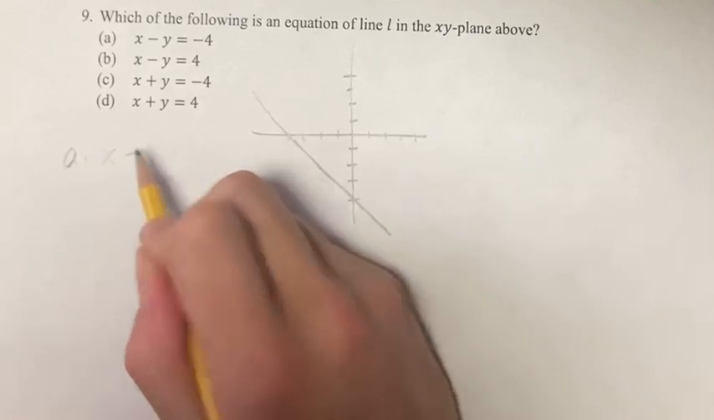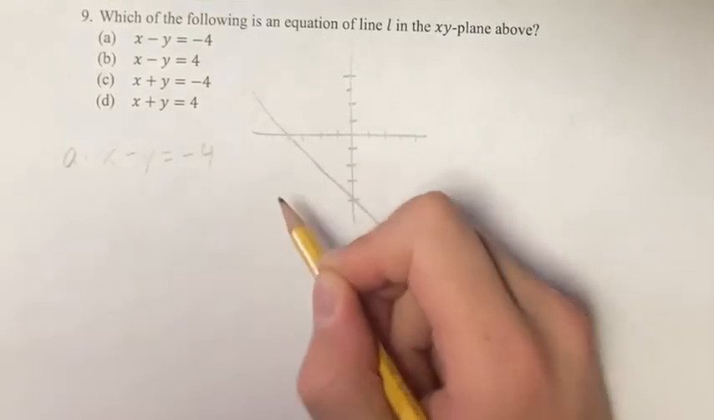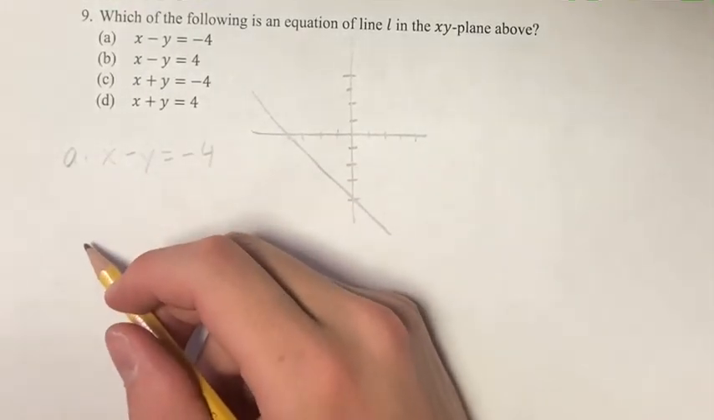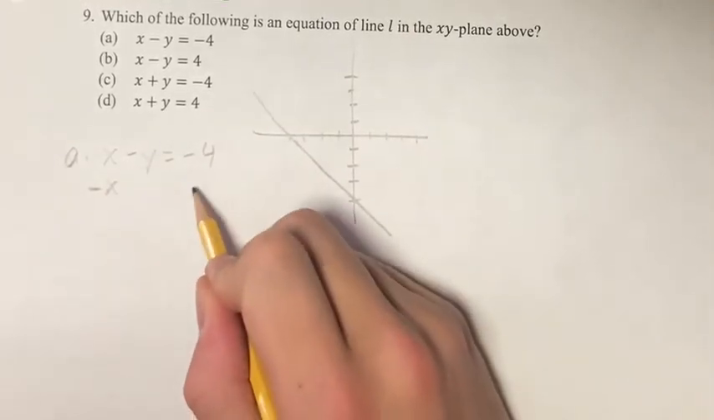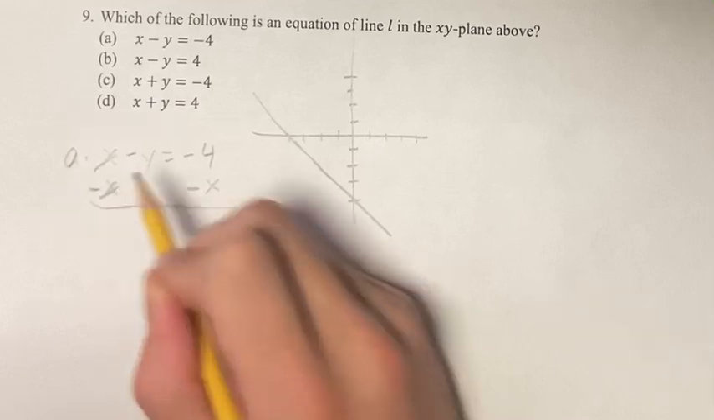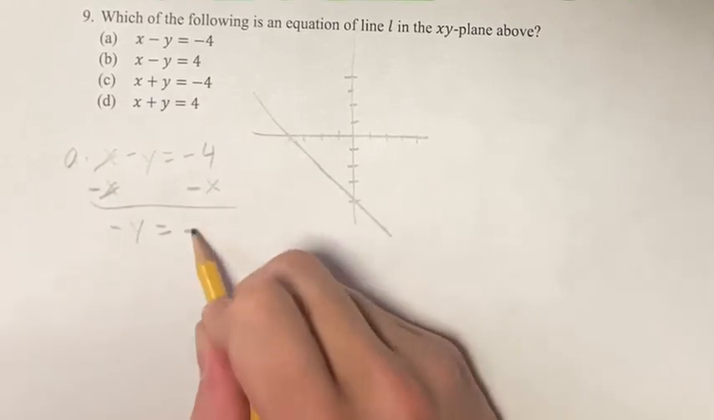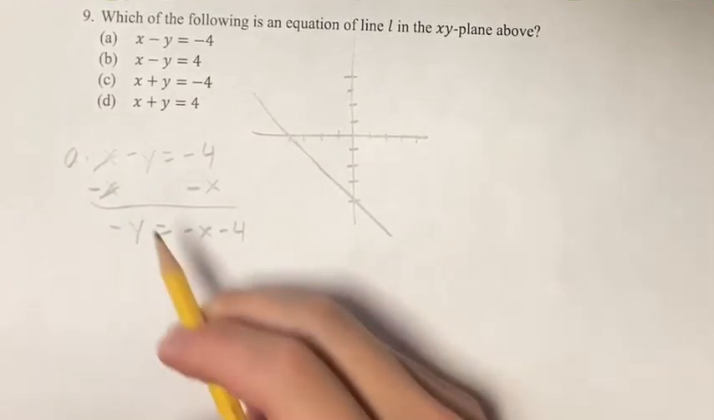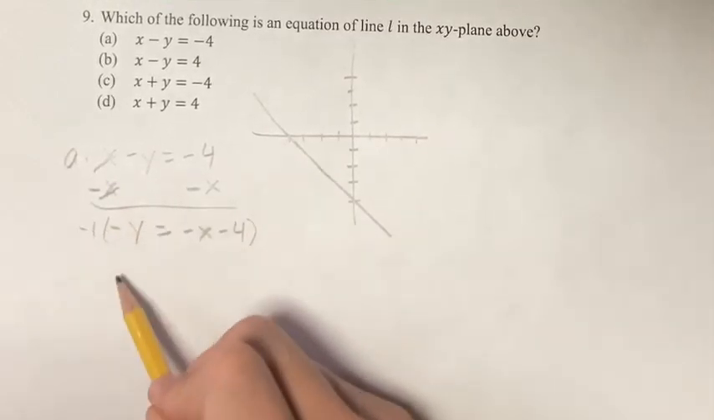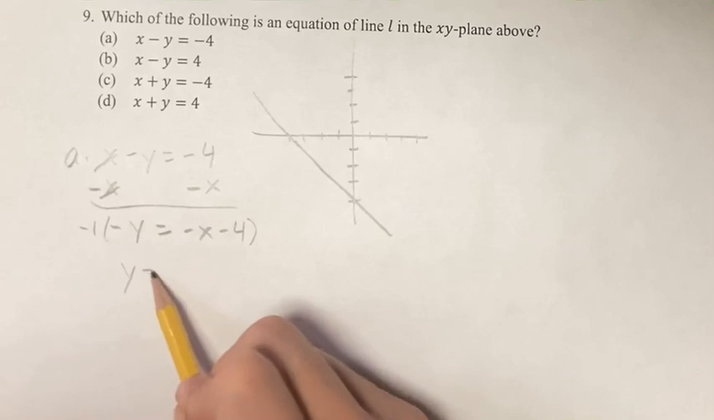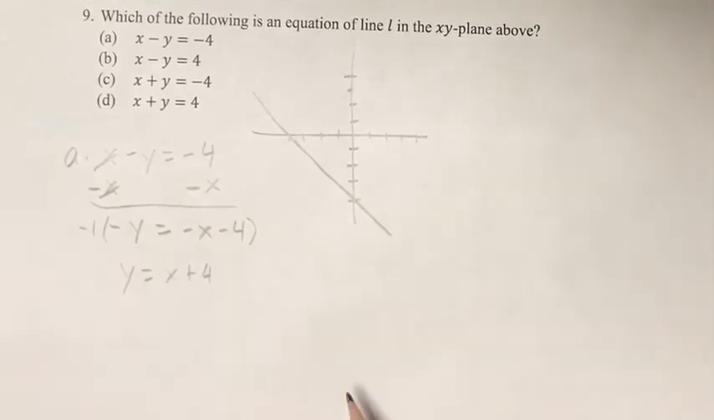So for A, we have x minus y is equal to -4. So we want to get y is equal to a bunch of different things. So you have subtract x on both sides. These cancel, and we get -y is equal to -x minus 4. And multiplying everything by -1 is just going to turn all these positive, so we have y is equal to x plus 4.